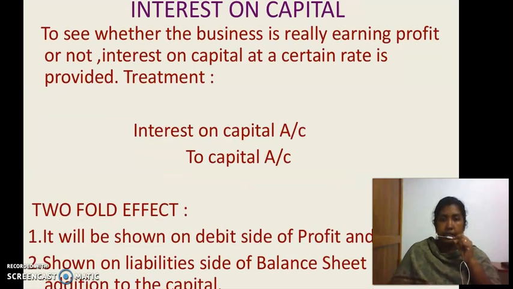Next one is interest on capital. To see whether the business is really earning profit or not, interest on capital at a certain rate is provided. The accounting treatment is interest on capital account debit to capital account. This adjustment also has a twofold effect. The first one will be shown on the debit side of the profit and loss account. The second one is shown on the liability side of the balance sheet by way of addition to the capital.